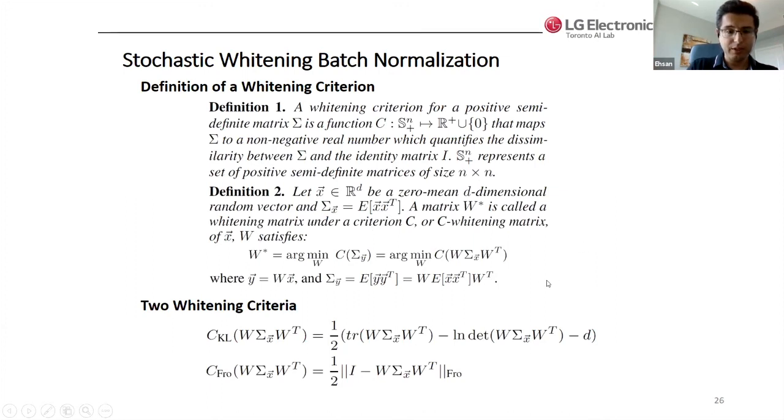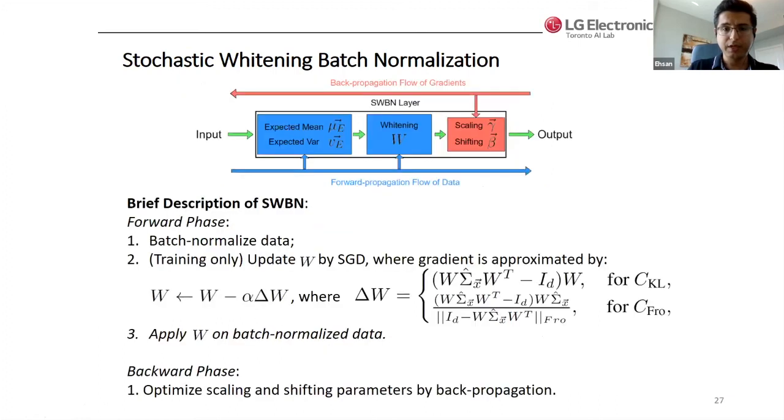We're defining two whitening criteria, one based on KL divergence, the other based on Frobenius norm. The details you can find in our paper; I'm not going into details. But this is the general framework of our algorithm. In the forward phase, we first batch normalize the data. This batch normalization is not a necessary step. However, we saw in our experiments that it makes our optimization more stable. So we apply this batch normalization here.